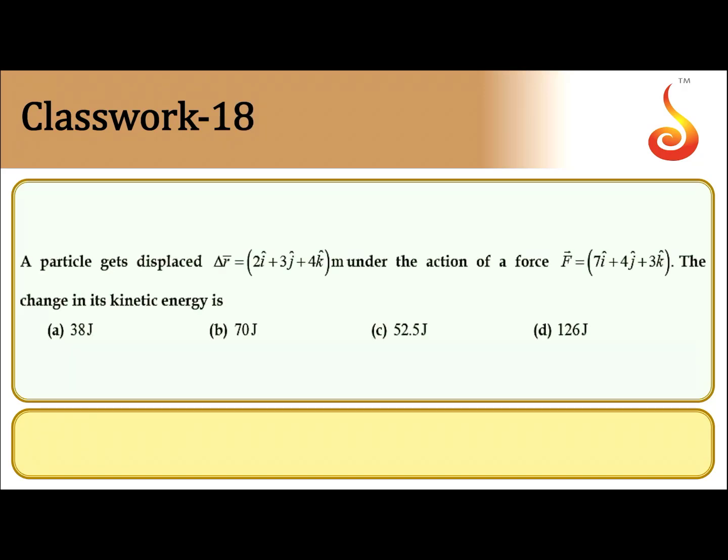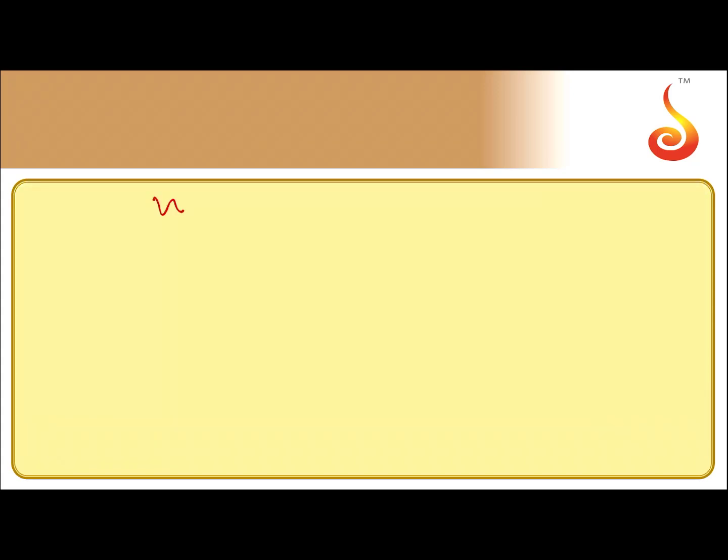Next one, a particle gets displaced by delta r is equal to 2i plus 3j plus 4k cap under the action of a force 7i plus 4j plus 3k. The change in the kinetic energy is equal to, simple problem. According to the work energy theorem, change in kinetic energy is equal to work done. So what is that work done equal to? Work done is given by F dot ds, or say F dot r, right?